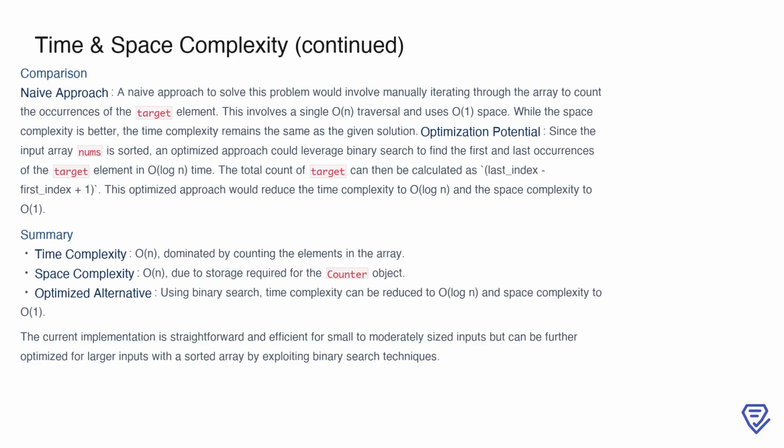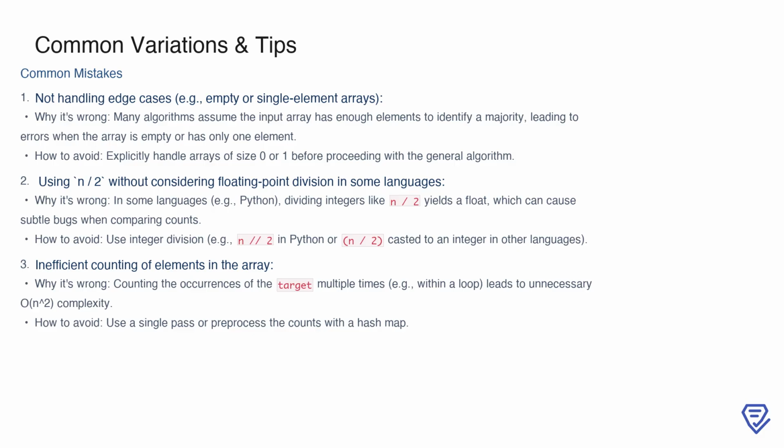To summarize, the current solution has a time complexity of O(n) and a space complexity of O(n), which is efficient for smaller inputs. However, for larger, sorted arrays, leveraging binary search offers significant performance improvements, especially when optimizing for time and space constraints. Let's start by looking at some common mistakes that can arise when solving this problem.